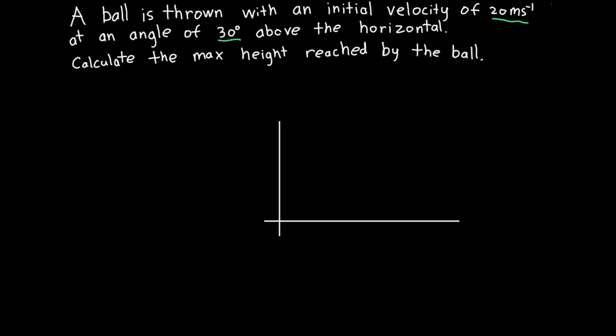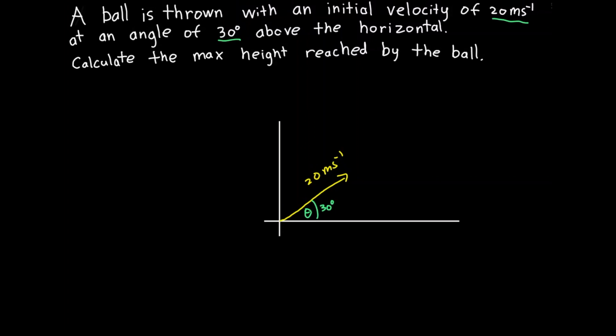So we see here that the ball has an initial velocity of 20 meters per second. So here's the velocity vector, and it's 20 m/s, and it's thrown at an angle of 30 degrees above the horizontal. So this right here is our angle theta, and it has a value of 30 degrees.